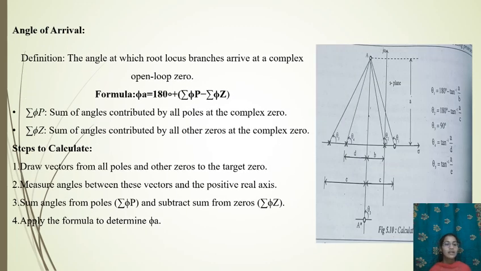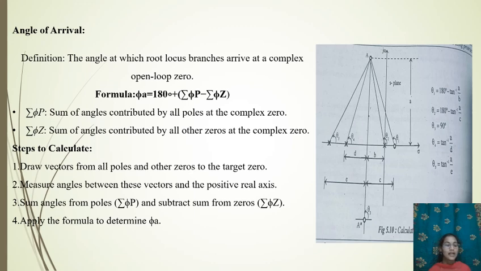Angle of arrival: the angle at which root locus branches arrive at a complex open loop zero. Formula to calculate angle of arrival: phi a equals 180 degrees plus summation of poles minus summation of zeros, where sum of poles equals the sum of angles contributed by all poles at the complex zero, and sum of zeros equals the sum of angles contributed by all other zeros at the complex zero.